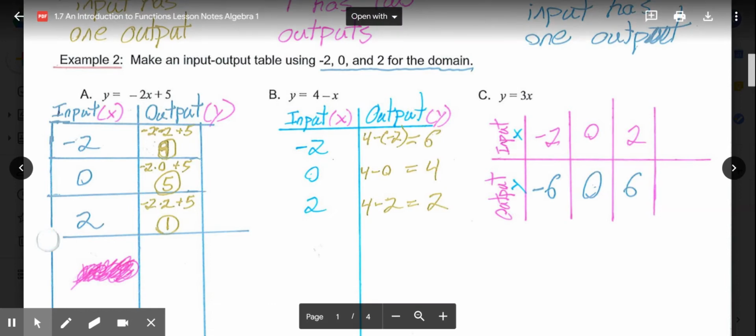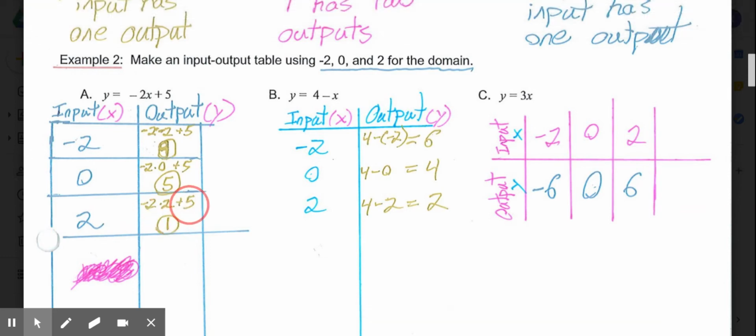And then we will substitute a 2 in for x. So we have a -2 times 2 plus 5. -2 times 2 is a -4. A -4 plus 5 is a positive 1.